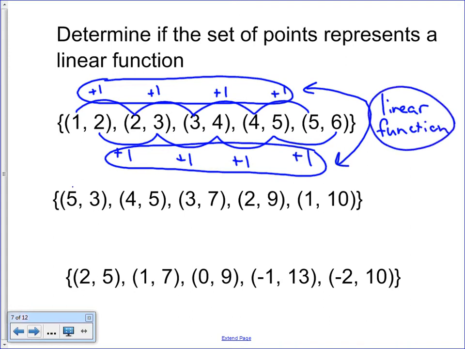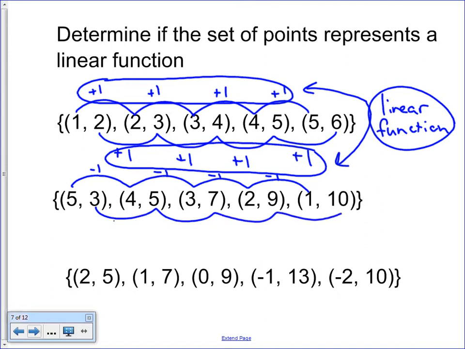Next one here, we go from 5 to 4 to 3 to 2 to 1. So we're going down 1 on the x values. It's okay if we go down. Then we go from 3 to 5 to 7 to 9 to 10. So we go up 2, we go up 2, but from 9 to 10 we go up 1. So if this was a positive 2, we would be linear, but since that is a positive 1, this is not a linear function.